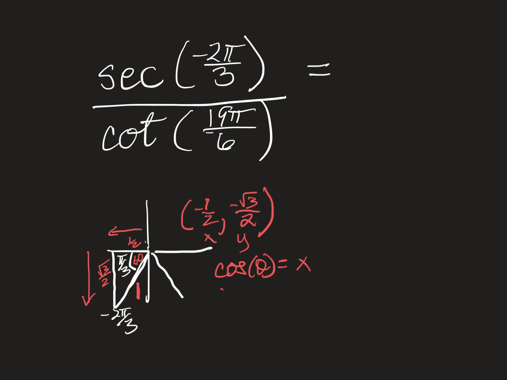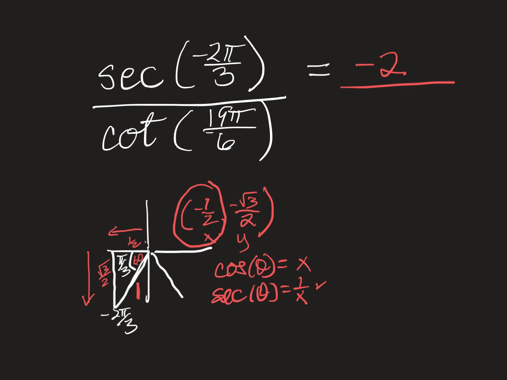Therefore, secant of theta is equal to 1 over x. Okay? My x value is negative 1/2. So the reciprocal of that is going to be negative 2. So the numerator is negative 2. That's one way to do it.